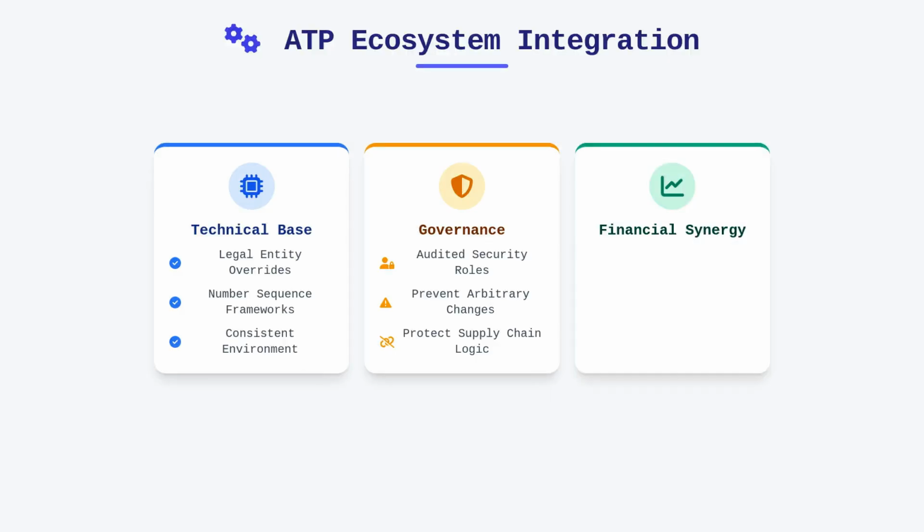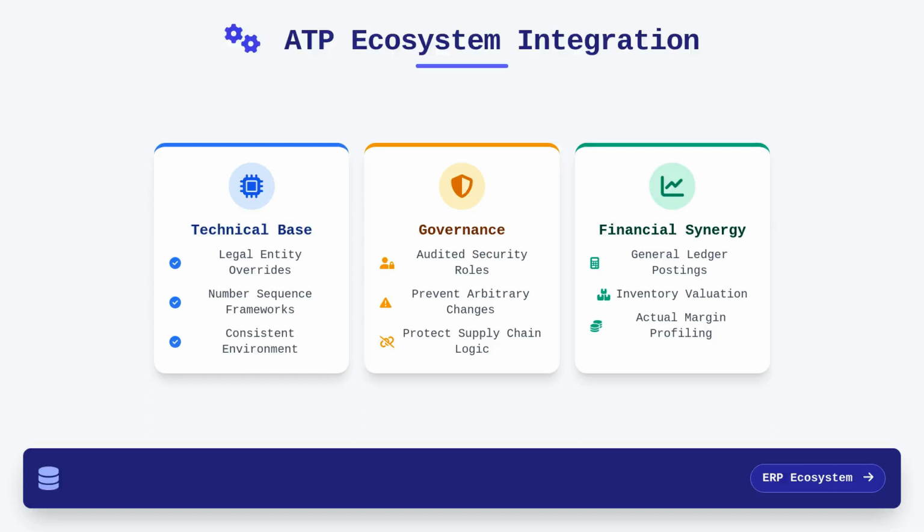Furthermore, the ATP process does not exist in a vacuum. It is deeply intertwined with your general ledger postings and inventory valuation methods. If your inventory costs are not calculated correctly, the financial impact of your promising strategy will not reflect your actual margin profile. You should treat the ATP engine as a critical component of your larger enterprise resource planning ecosystem, where data integrity is the prerequisite for reliable output.